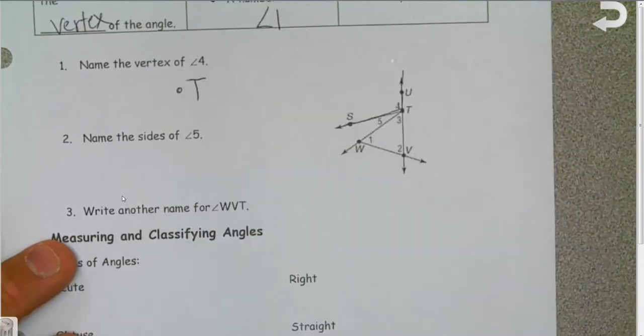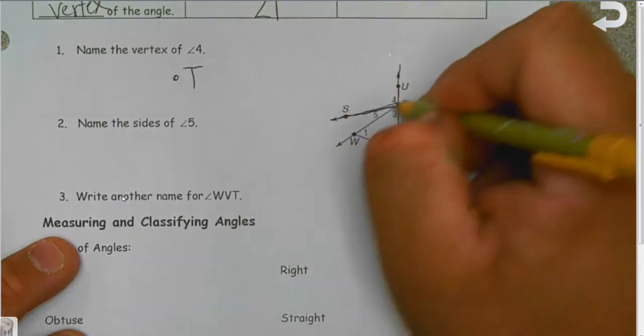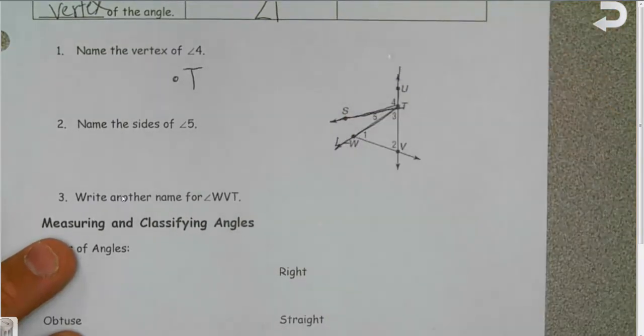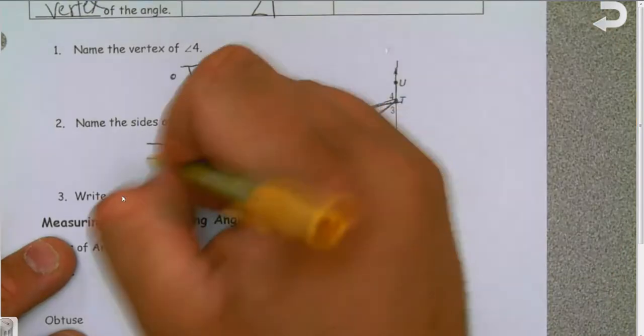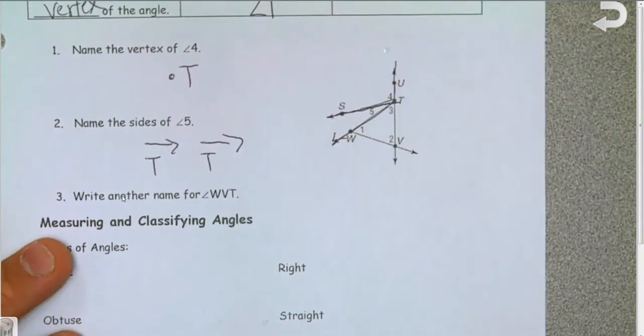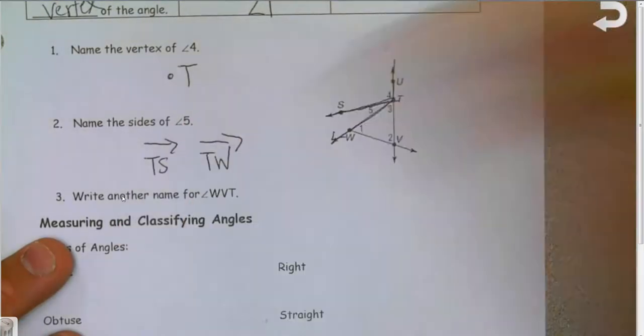Question 2 says name the sides of angle 5. S to T and T to W. Well, if the vertex is T, that has to be the first letter of both my answers. What two rays make up angle 5? Ray TS and ray TW.